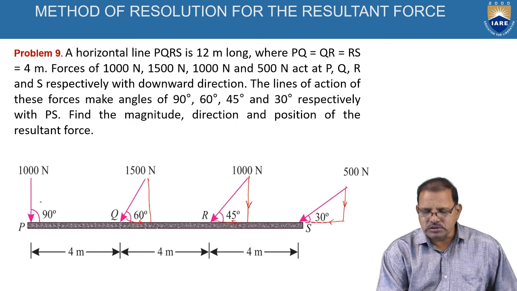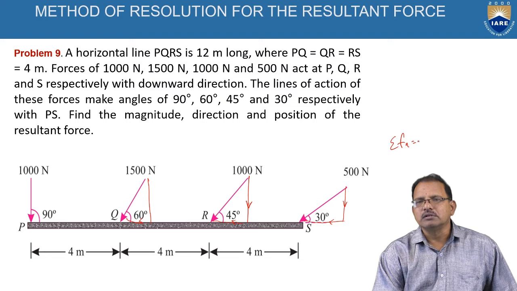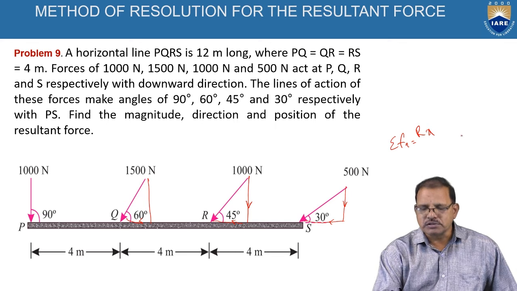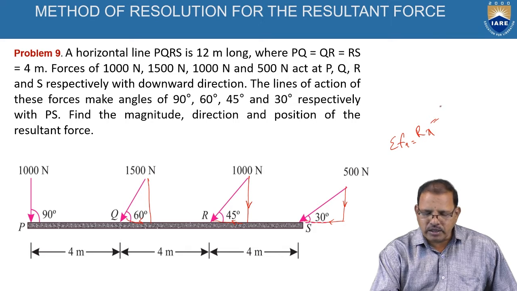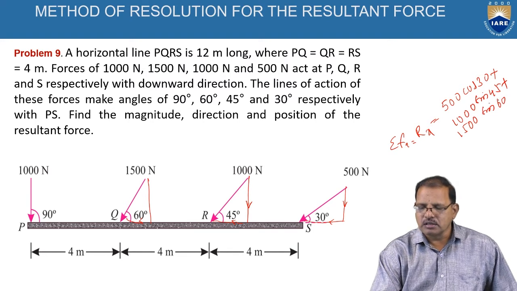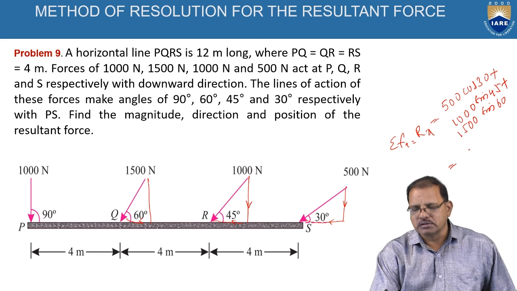Now sigma Fx is equal to the sum of the components of forces along the x direction. It is equal to the horizontal component of the resultant force, which should be equal to 500 cos 30 plus 1000 sin 45 plus 1500 sin 60. This gives the Rx component.